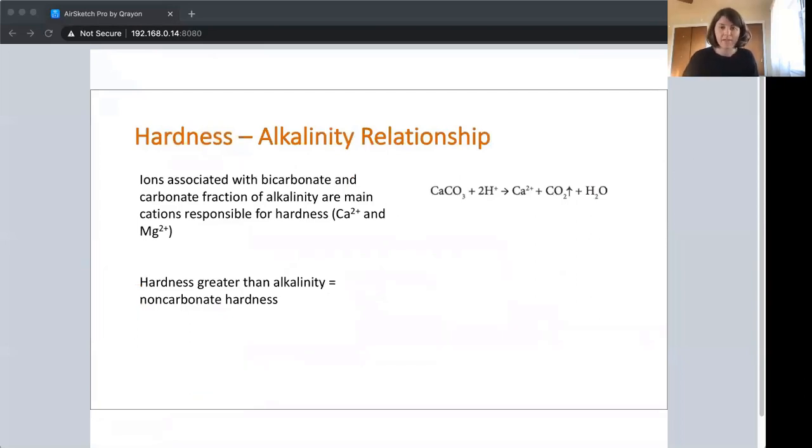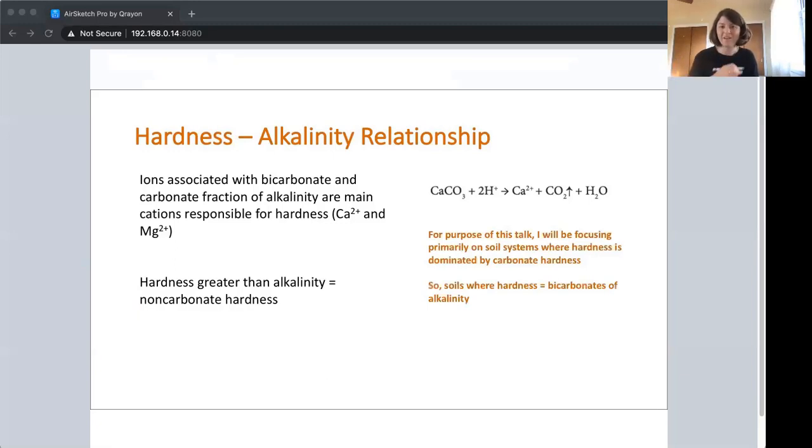Okay, and so there is, of course, this relationship between hardness and alkalinity, where the bicarbonate and carbonate fraction of alkalinity are the main ions responsible for hardness. So with calcium carbonate and magnesium carbonate, when they dissociate, you have the calcium and magnesium that are responsible for hardness. And when you have hardness that exceeds your alkalinity, remember they're expressed in the same way, with equivalence of calcium carbonate, that hardness beyond your alkalinity is your non-carbonate hardness.